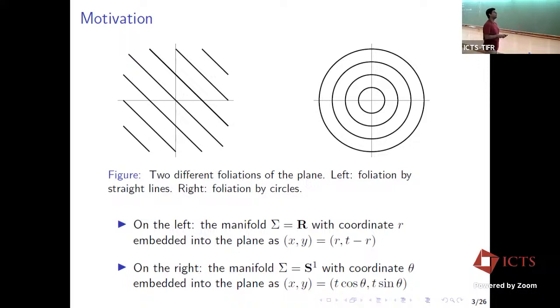And on the point about embedding, we can explicitly see here that the intrinsic manifold in, say, the left foliation is always the real line with some coordinate r. And this is embedded into the plane with two functions, which specify the x and y coordinates of a point on this line this way. And on the right, similarly, the embedding functions are the usual parameterization of a circle in terms of angle and radius. And this t is the radius of the circle, right?